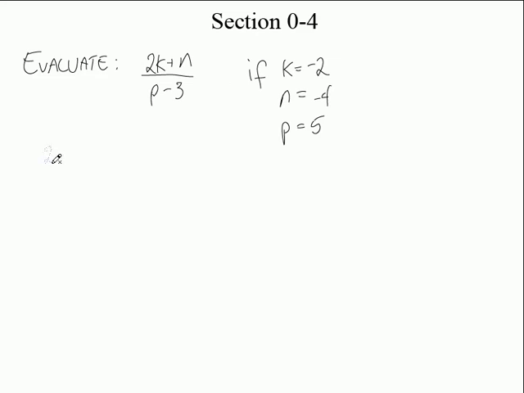It's 2k, so it's 2, and then I put a parentheses. And then you can fill it in if you want to. What is the k? It's -2. And then it's plus n. What's the n? It's -4. You don't really have to put that -4 in parentheses, but I will. Over p minus 3. What's the p? 5, and then just minus 3. You don't need really parentheses on those, do you? Alright, so let's work this out little step by step. Let's do each little part at a time so we can see.